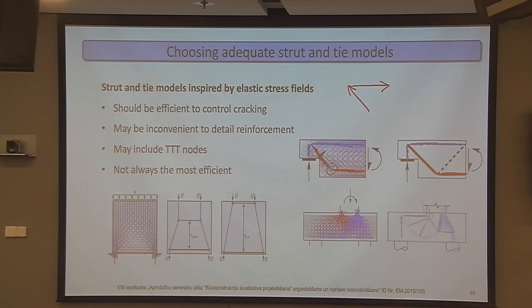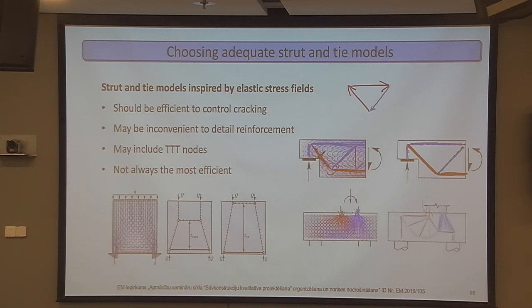So in order to close the vector diagram and to find the equilibrium of the node graphically, we would need to have compression in here. So we would need to have another compression strut in here. So this would go in here. And yes, actually we should then just go on with a normal beam strut and tie model.